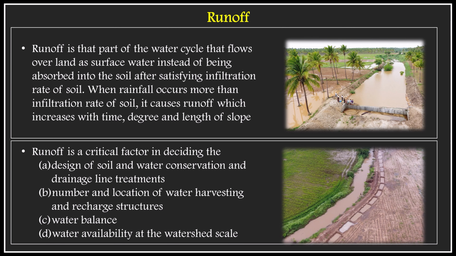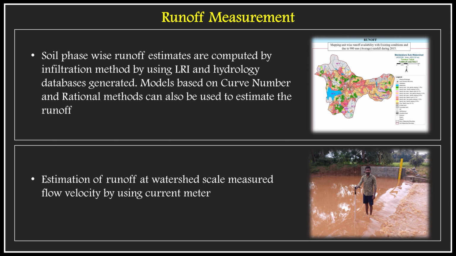Runoff. It is the water that flows over land as surface water. It is a critical factor in deciding the design of soil and water conservation and drainage line treatments, number of locations of water harvesting and recharge structures, water balance, water availability at the watershed scale. Two types of runoff are measured. One is soil phase within the watershed, and second, runoff at the watershed scale.